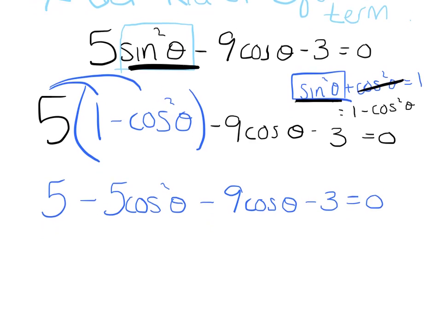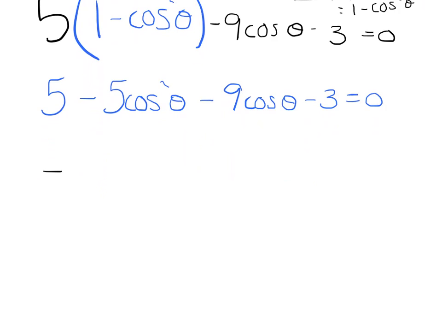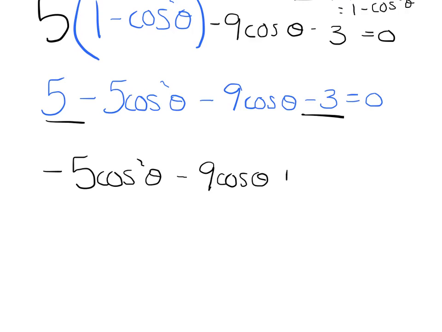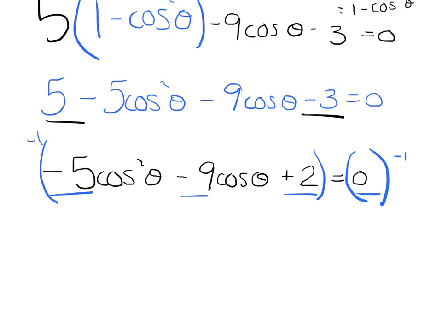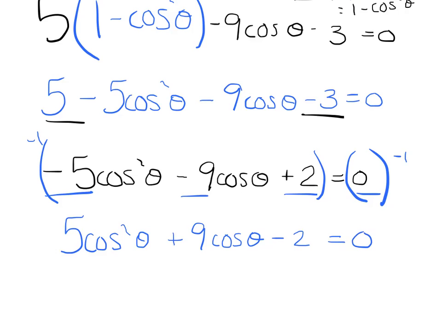All right, I'm going to keep cleaning it up. I've got to put my squared term first, so I've got negative 5 cosine squared theta minus 9 cos theta, and then of course 5 and a negative 3 make a positive 2. Now, most people don't like to factor or use the quadratic formula if the first term is negative. So here's a fair game. You can change that as long as you change everybody's sign. So basically, I'm multiplying both sides by a negative 1. And notice I'm including it with the 0 also. Everything gets multiplied by negative 1. So this becomes 5 cosine squared theta plus 9 cosine theta minus 2 equals 0. And that's fair game.